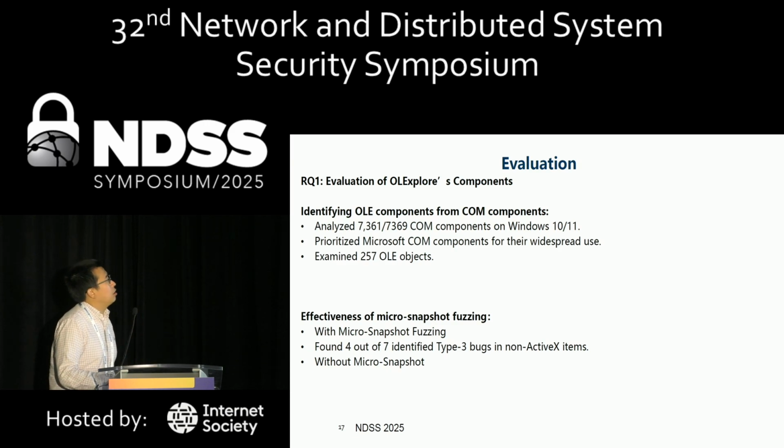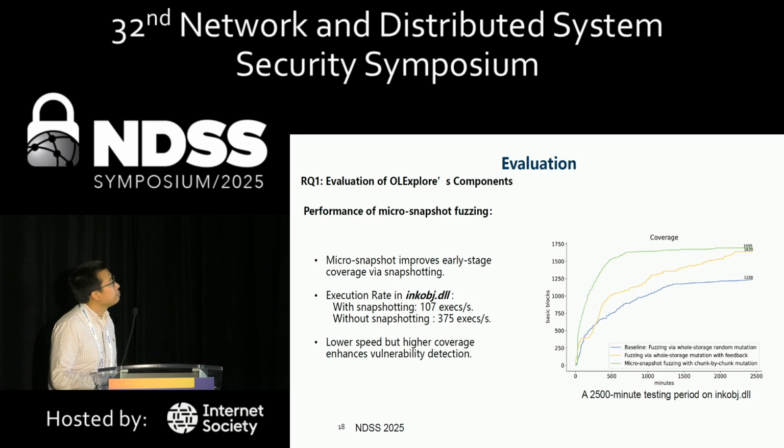So in their research question 1, they analyze more than 7,000 components on Windows 10 and Windows 11, and they prioritize Microsoft COM components for their widespread use. Essentially, in the end, they also manually examine 257 OLE objects. They find that they identify 4 out of the 3 type 3 bugs in non-ActiveX items, and they also try an experiment without their micro snapshot fuzzing, the total one, but that one would be difficult to find new things.